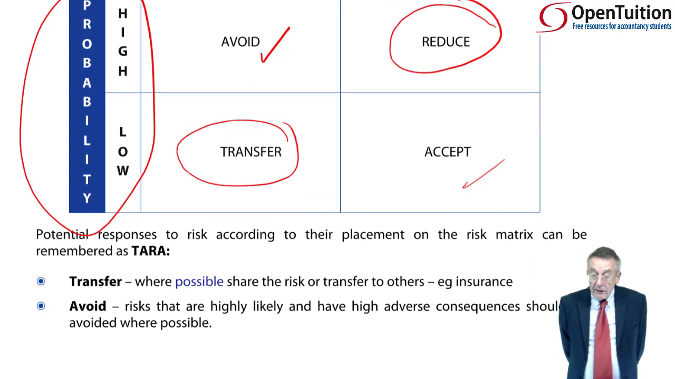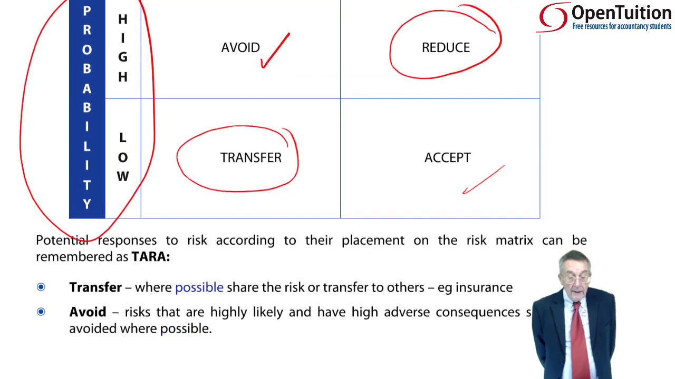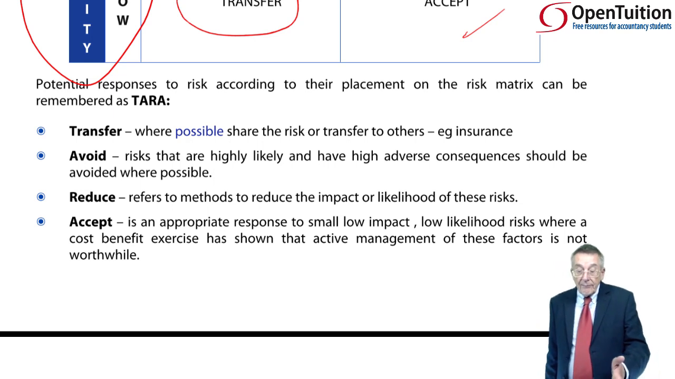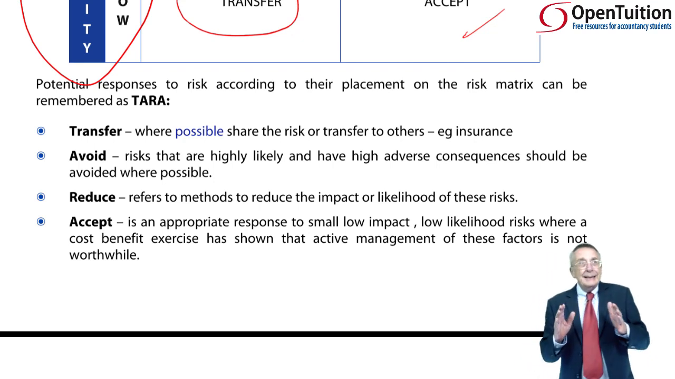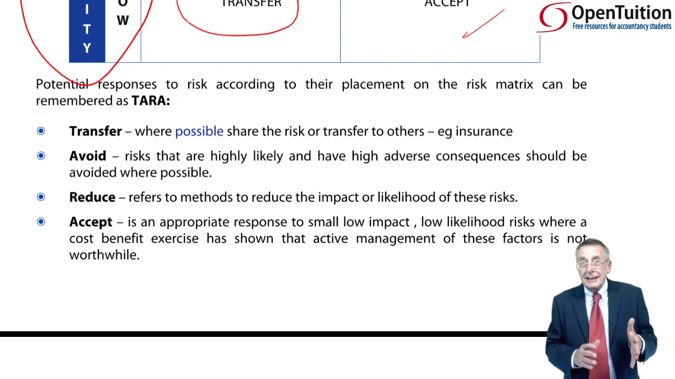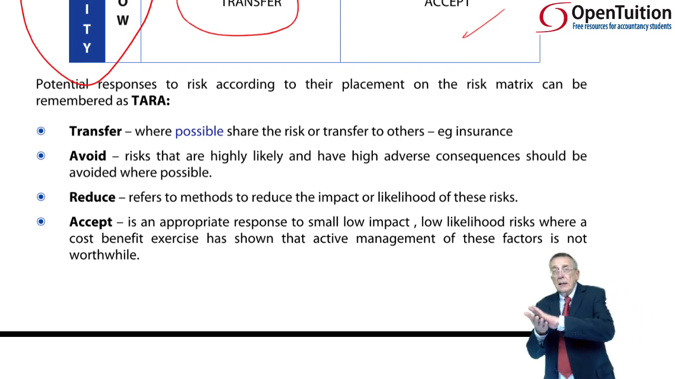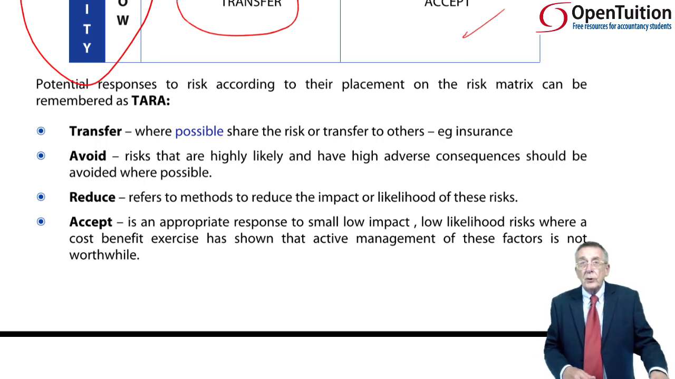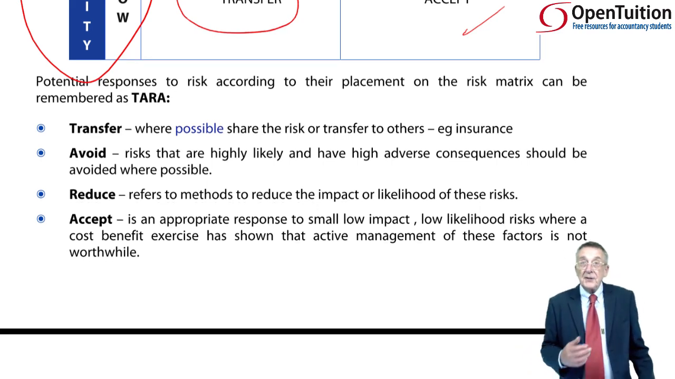Now, I need to say slightly more about the reducing and transferring. I think avoiding or accepting are fairly obvious. I think I've made that clear. That's TARA: transfer, avoid, reduce, accept. Do learn the four responses to risk. Depending on the probability of the risk occurring and the degree of impact it will have on us, there are the four what you might call standard responses. Transfer, avoid, reduce, accept.